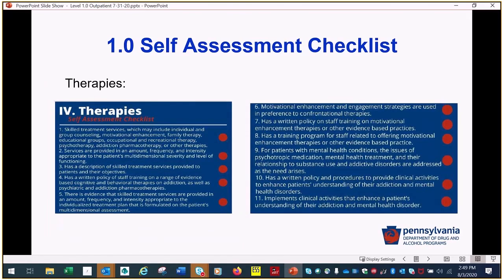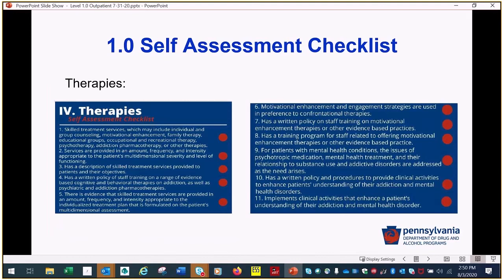As indicated, therapy hours in the outpatient 1.0 setting are up to fewer than 9 hours for adults, as clinically warranted for each individual. Variable lengths of stay should be evidenced. That is to say, individuals should not receive set hours of care as determined by the program, but that which is needed as determined by the treatment plan. Treatment services may include individual and/or group counseling, motivational enhancement, family therapy, educational groups, psychotherapy, addiction pharmacotherapy, and other therapies.